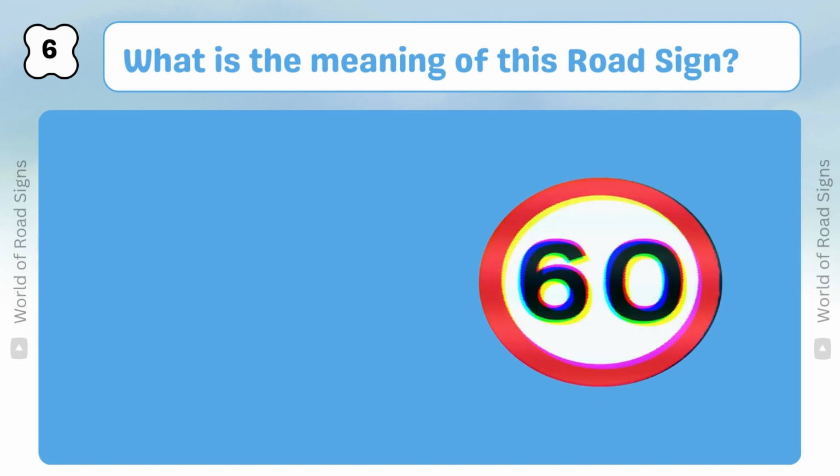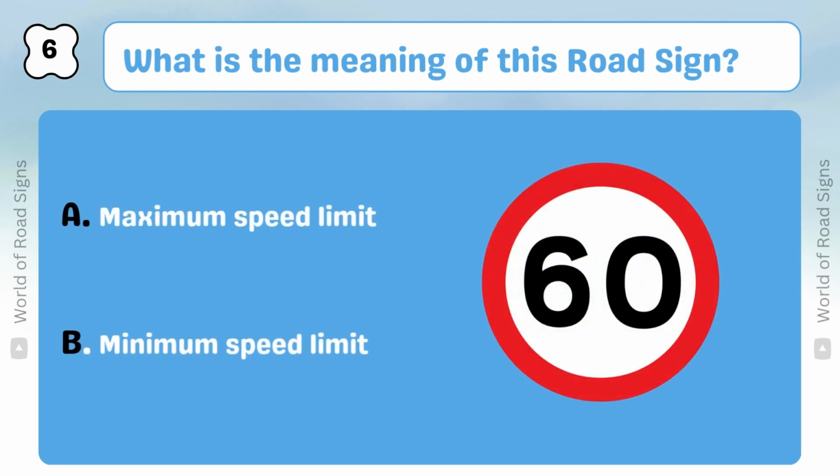Question 6. What restriction does this sign indicate? A. Maximum speed limit. B. Minimum speed limit. Option A is the correct answer. Maximum speed limit.